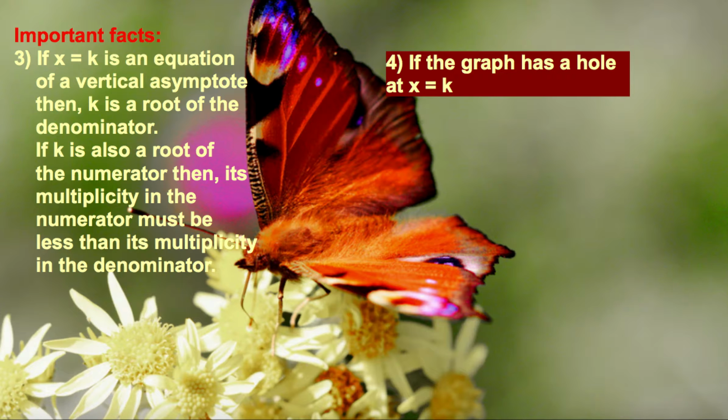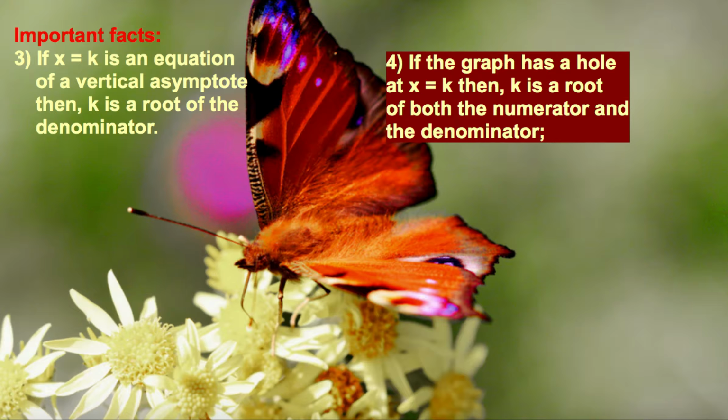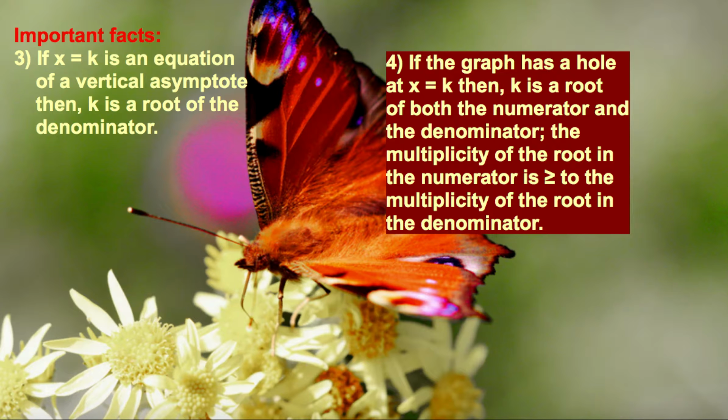If the graph has a hole at x equals k, then k is a root of both the numerator and the denominator. The multiplicity of the root in the numerator is greater or equal to the multiplicity of the root in the denominator.